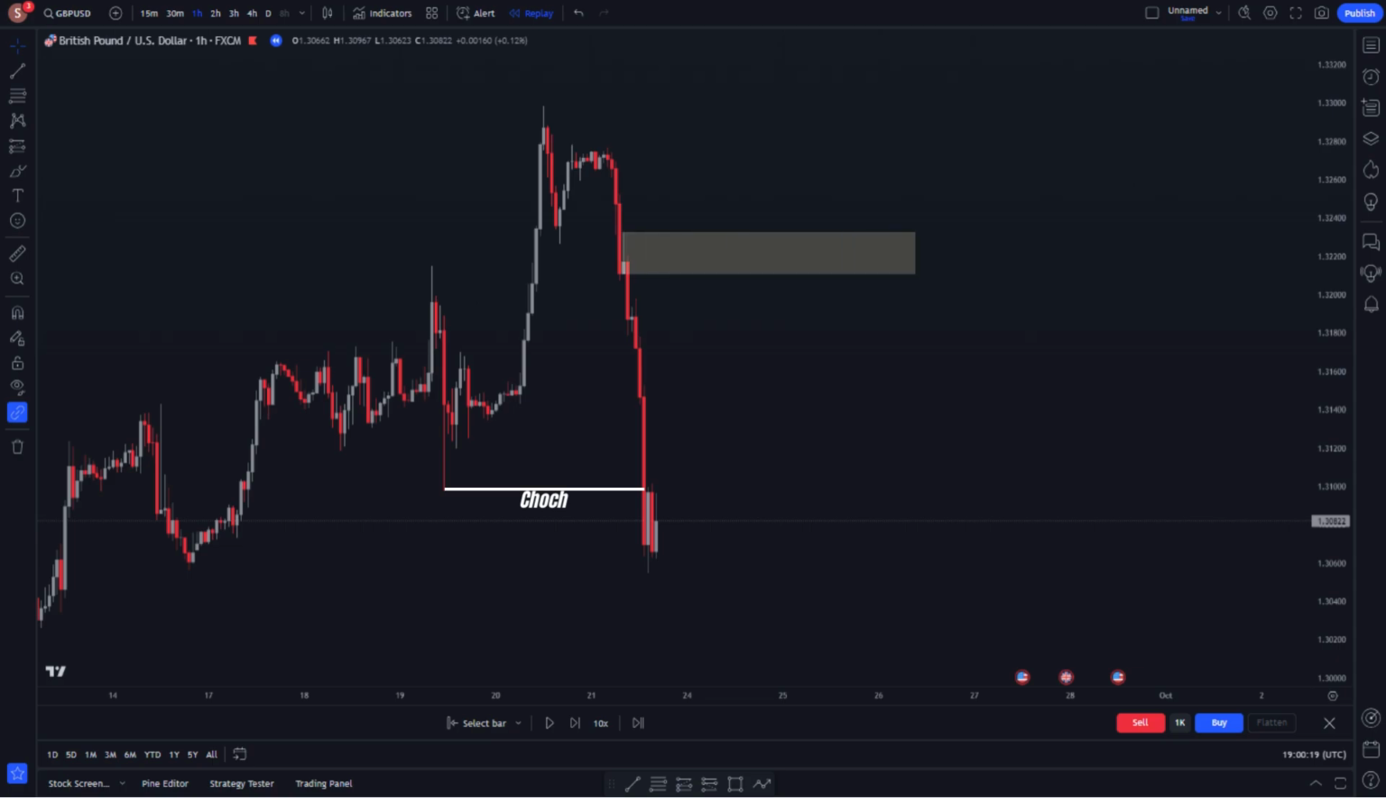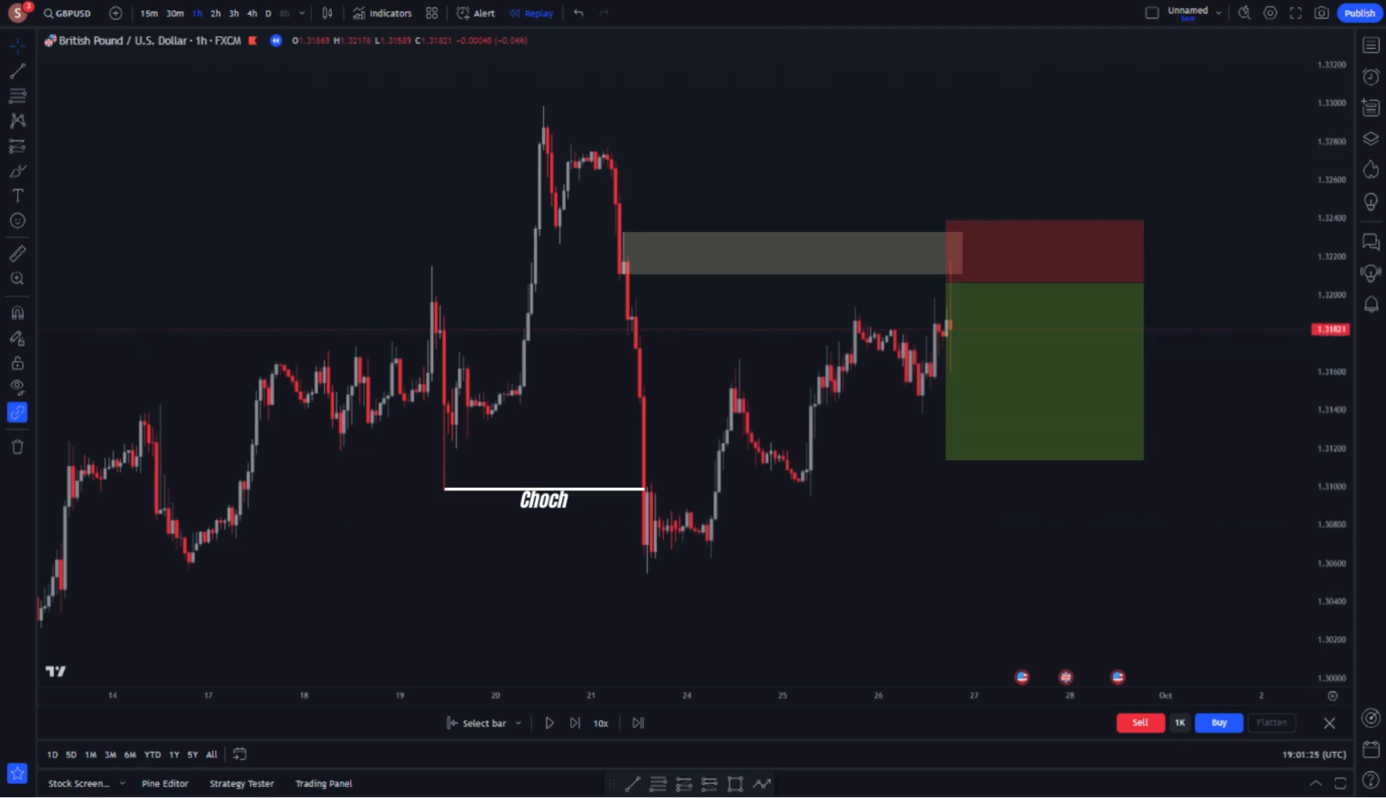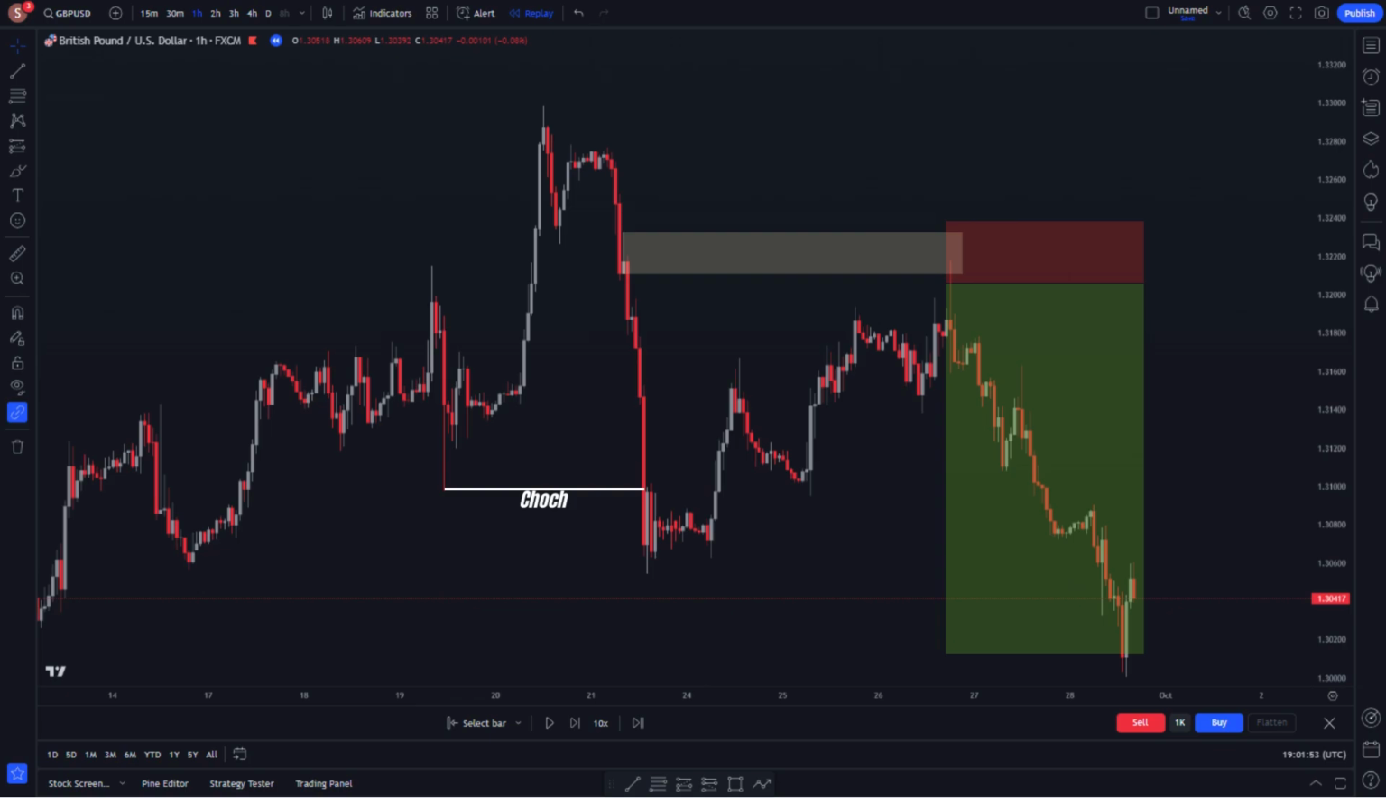Identify your supply zone and wait for the market to retrace and retest it. From there, execute your sell orders and always remember to place your take profit just below the local swing low during the pullback phase. The market will most likely push down and hit your target.